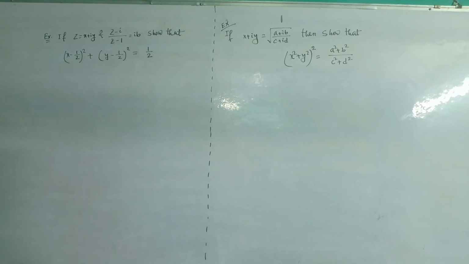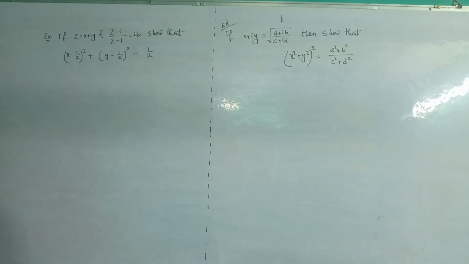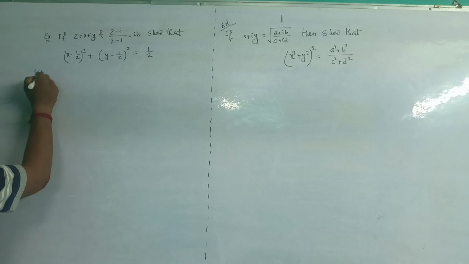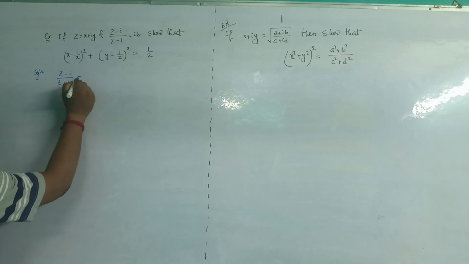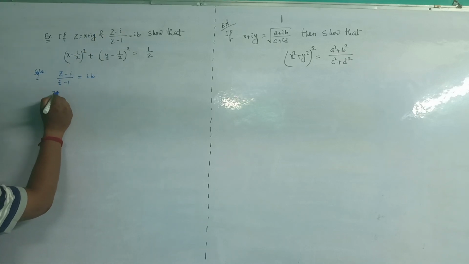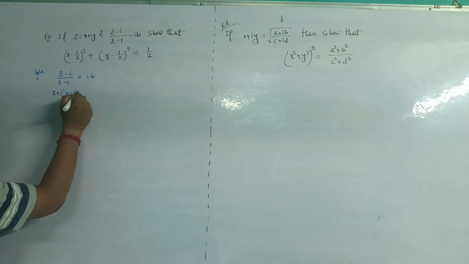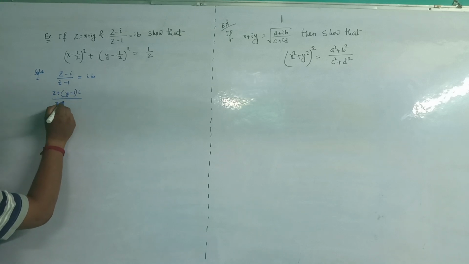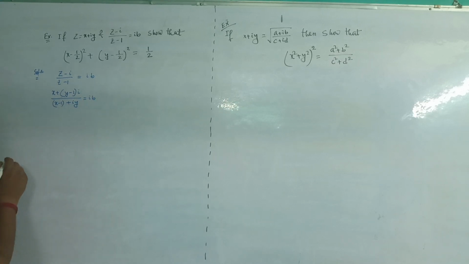So in that particular problem, we are given z is equal to x plus iy and z minus i by z minus 1 is equal to ib, then show that this. So how to solve? So z minus i by z minus 1 is equal to ib. Now z is equal to x plus iy. So if we put x plus iy, then x plus iy minus i by x minus 1 plus iy is equal to ib.